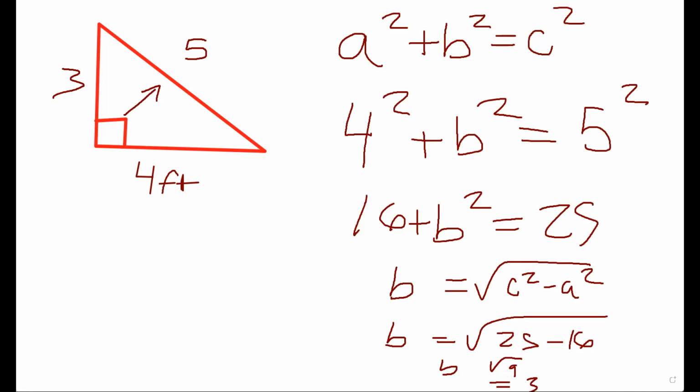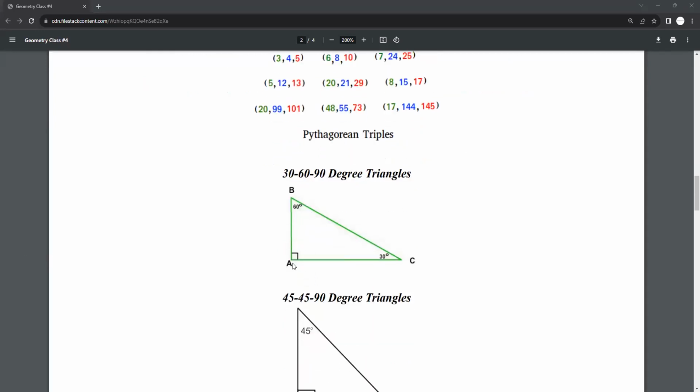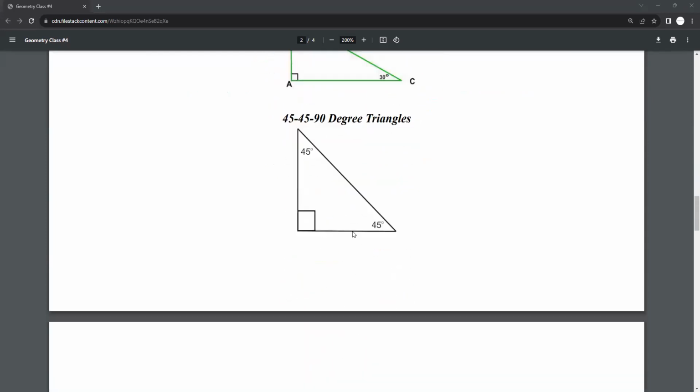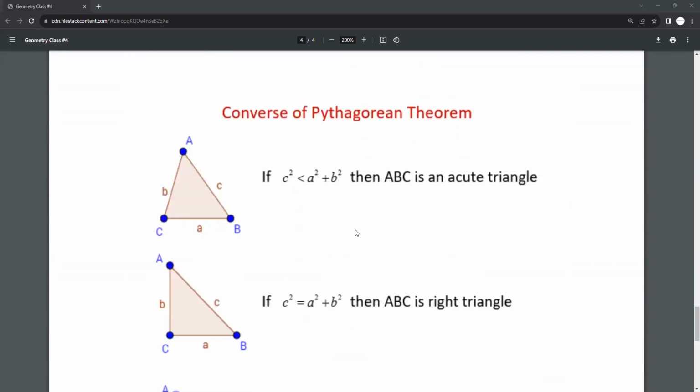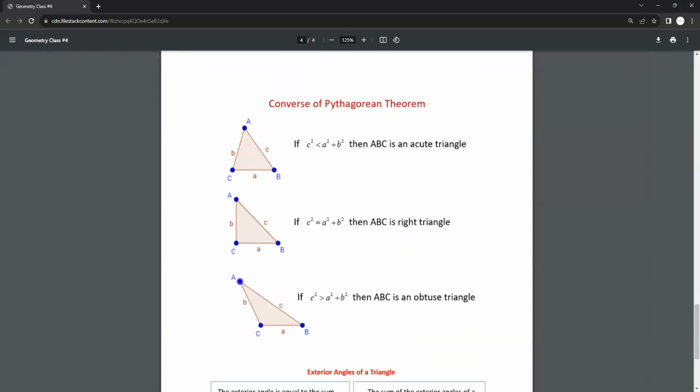These are all Pythag triples. Sometimes you kind of remember them when you see them so much. Like I personally remember 3, 4, 5. But there's also 6, 8, 10, 7, 24, 25, and so on. Usually with right triangles, you're going to see 30, 60, 90, because remember, interior angle sum equals 180. Or you'll see 45, 45, 90, because once again, triangles equal 180. So a squared plus b squared equals c squared is for right triangles. But what if your a squared plus b squared is greater than c squared? Then it's an acute triangle. Let's say it's less. It's an obtuse triangle. So that's how you can also classify a triangle.